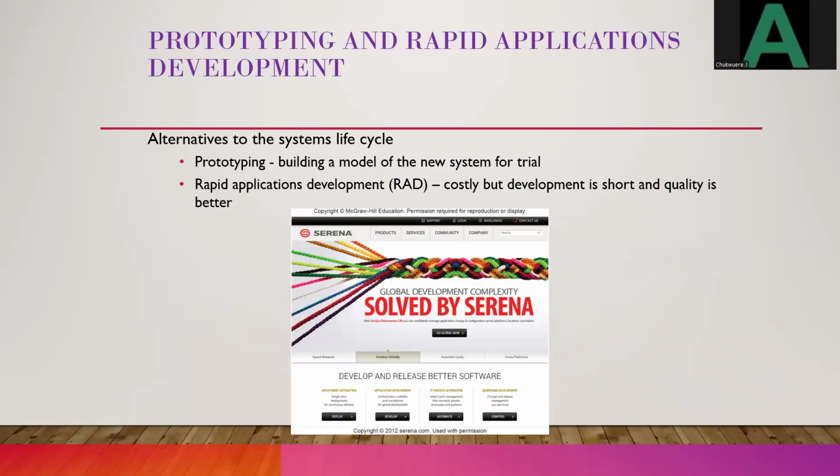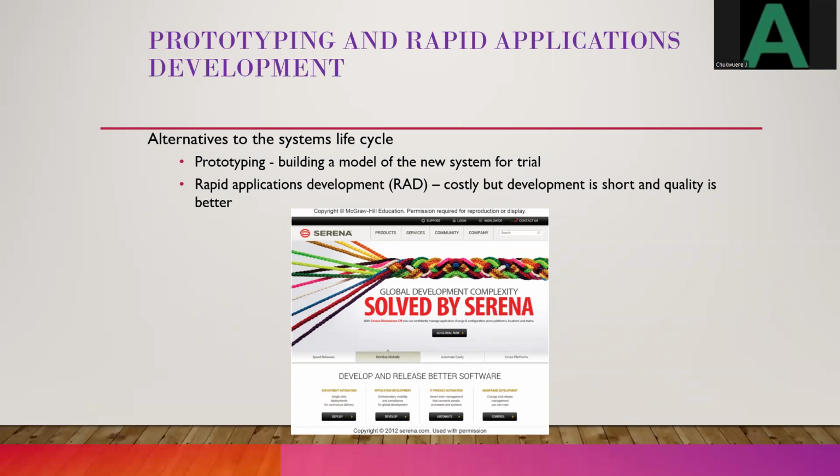Okay. So there's an element of prototyping and rapid application development as alternatives to the system life cycle, if you have those six phases. Another alternative is prototyping. Prototyping builds a model of a new system for a trial. This is what some companies do. They build a system and give it to you as the end user to try. By the time you use it, you give feedback, and then they look at that very feedback to improve what they have provided to you.